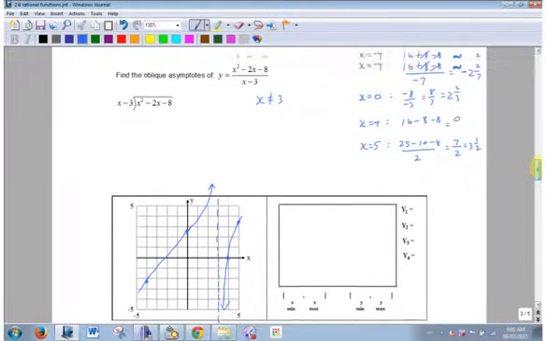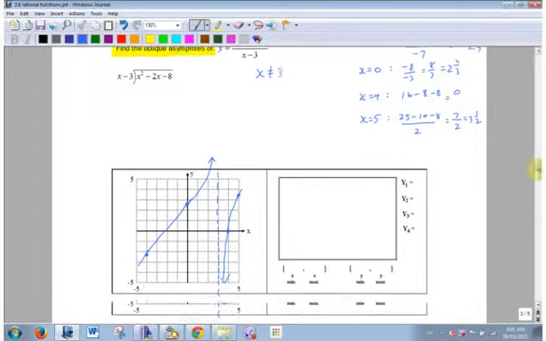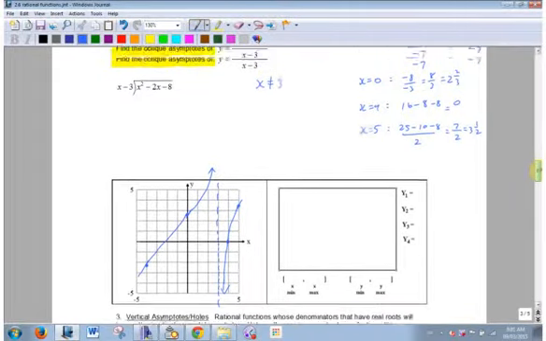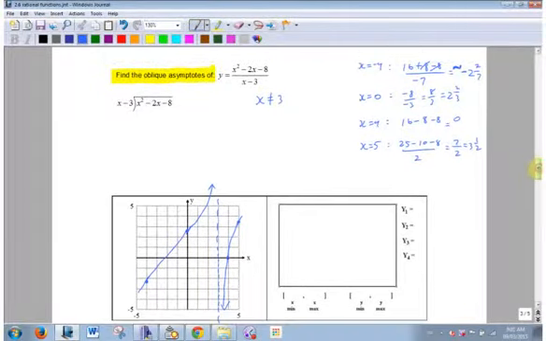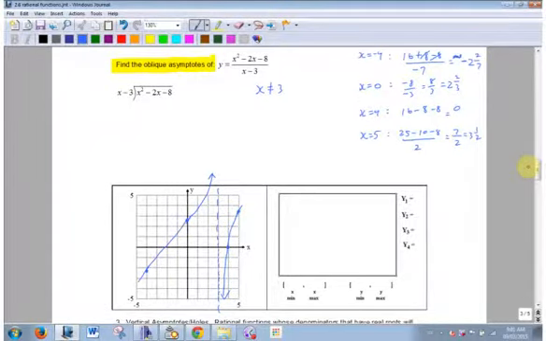What else do I know is going on? Do you see where it might be? The slant asymptote? Let me just put that there and leave it. It's going to be here somewhere, right? How do I find out where it is?